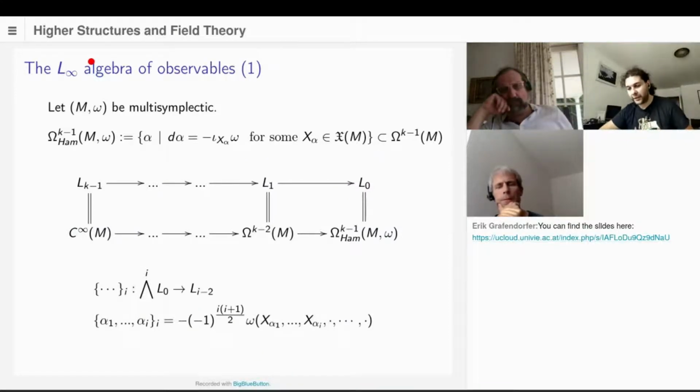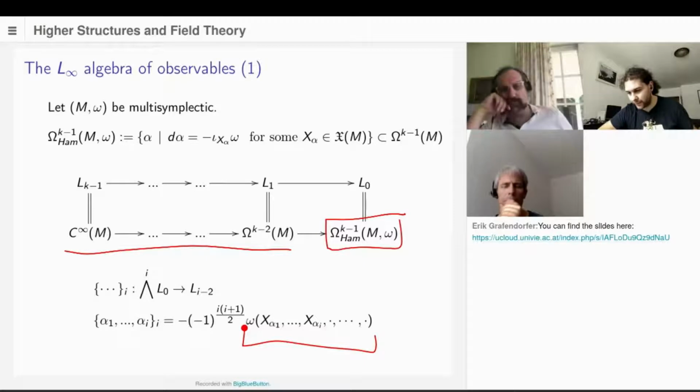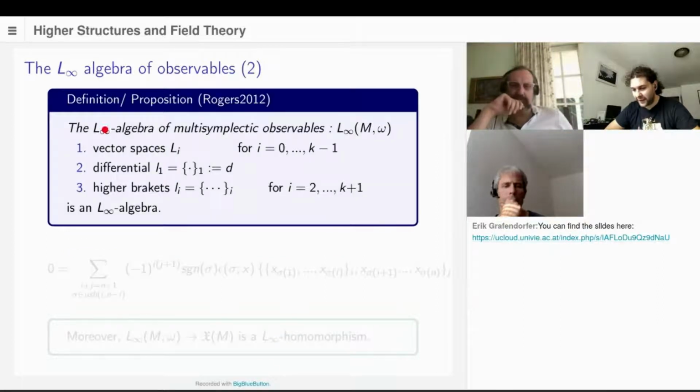We have a chain complex, which starts with the Hamiltonian forms, and then just the de Rham complex above it, and a set of brackets which are all defined by contractions of Hamiltonian vector fields into the multisymplectic form. And Chris Rogers in 2012 found this algebra and verified that it is a Lie infinity algebra.